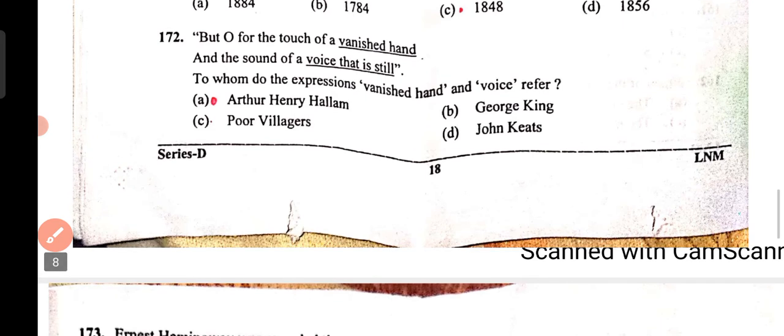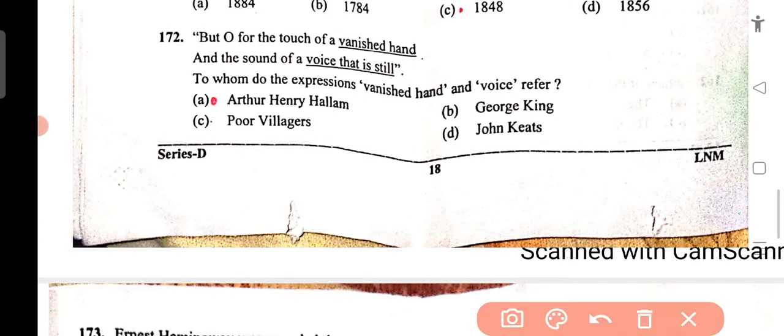Now the next: but oh for the touch of a vanished hand, and the sound of a voice that is still.